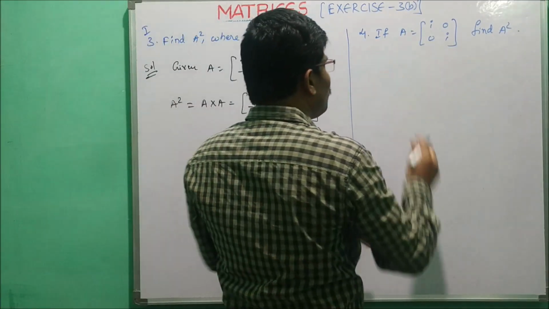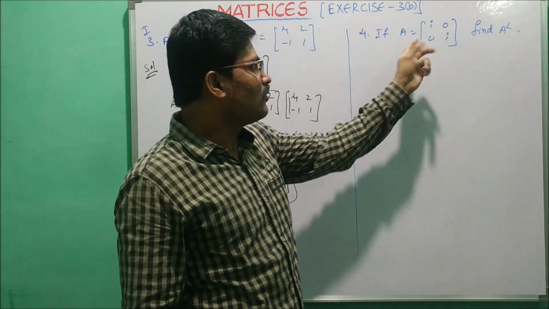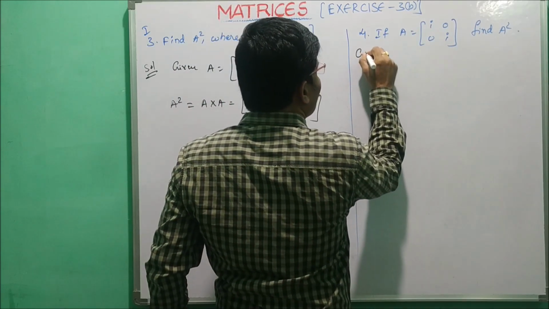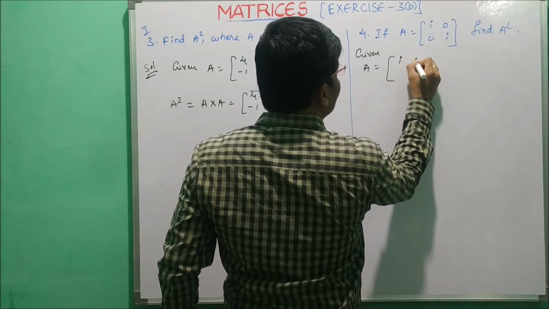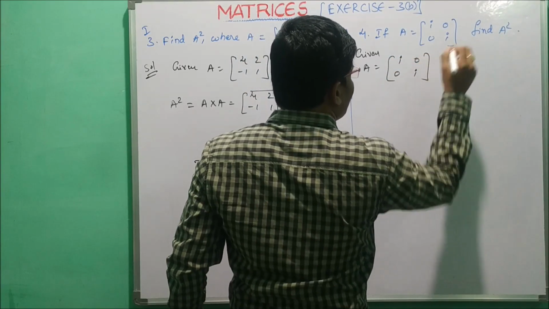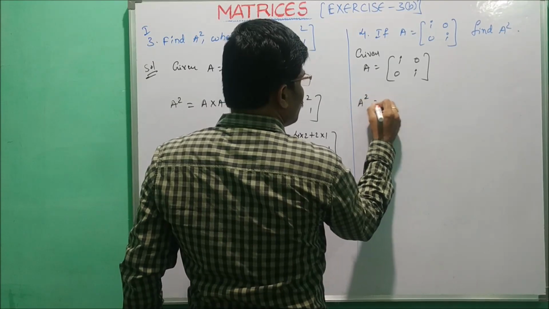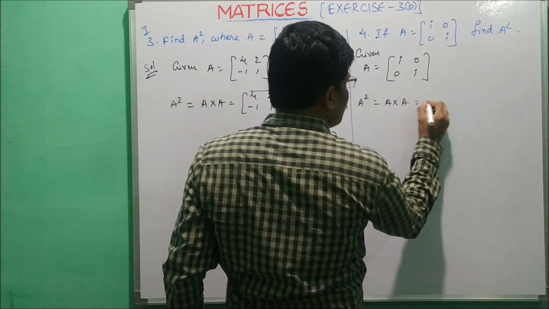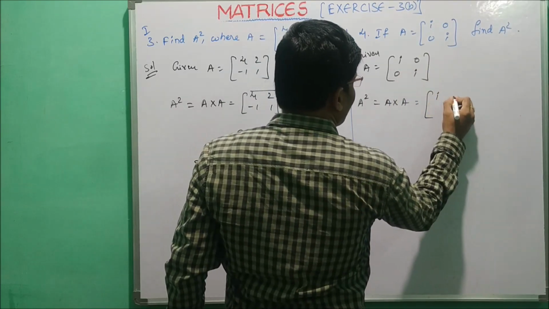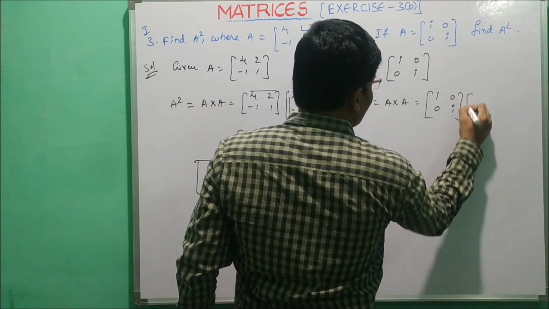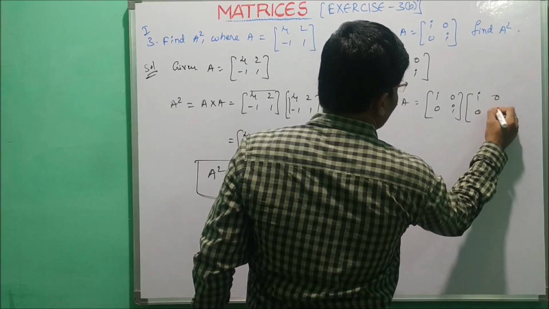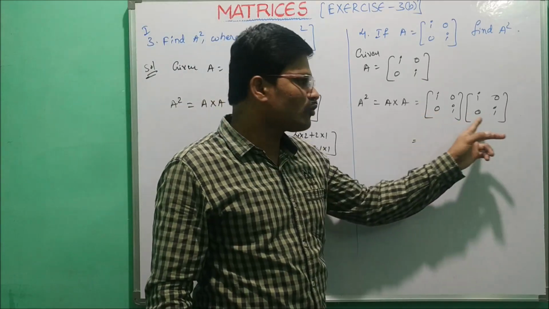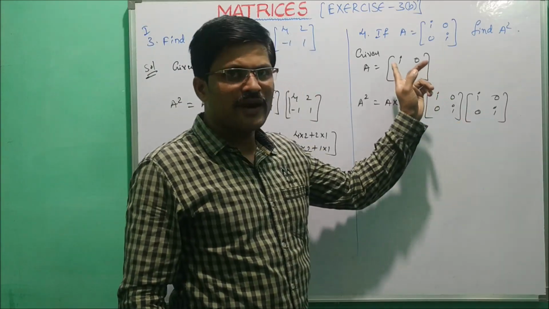Similarly, in the fourth problem, already this type of sum will be solved. Here given A equals [[i, 0], [0, i]]. Find A square. Here also we write A square is A into A. Now here we write the matrix A, [[i, 0], [0, i]] into [[i, 0], [0, i]]. Now it can be simplified that this is 2 by 2 matrices, both are 2 by 2 matrices, equal to itself the matrix A.